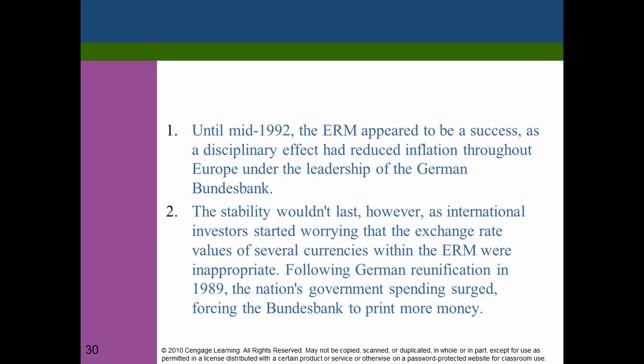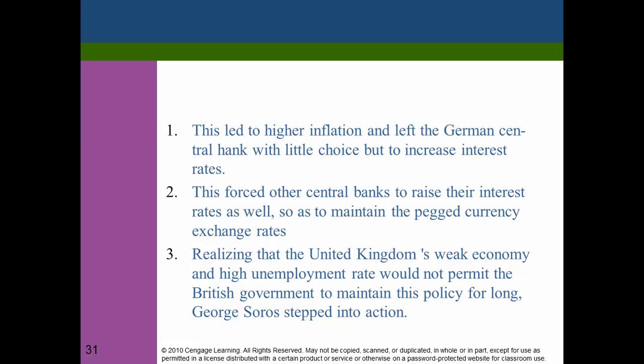But just like we see in the case of the euro now, that stability wouldn't last, as international investors started worrying that the exchange rate values of several currencies within the ERM were inappropriate. And the biggest problem took place after East Germany and West Germany came together. The problem here was things were not that great in East Germany, and because of that, West Germany had to make significant investments, and to make those investments, they had to print a lot of money. And when you print money, it leads to higher inflation, and in this case, the German central bank, to contain the inflation, decided to increase the interest rates.